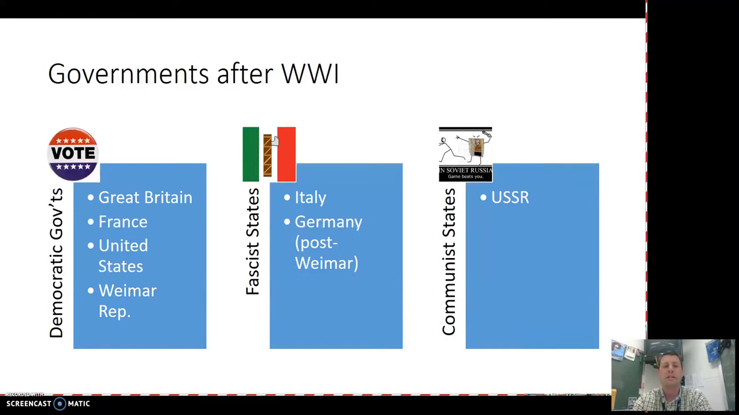Then, as you look to the fascist states, it's going to be Italy, Germany after the Weimar Republic is destroyed, and in the USSR, we have a communist state. Socialist, communist, it depends on how you really want to talk about it or look at those terms. But for our purposes, we need to know that they're different, but I wouldn't necessarily freak out if you use them both.